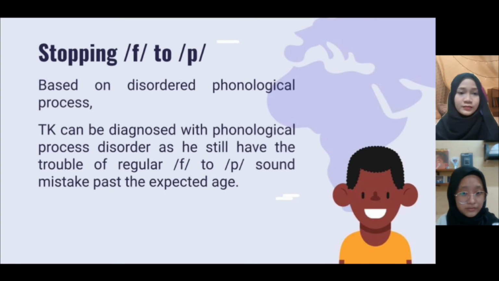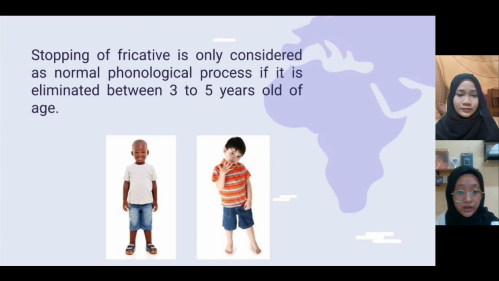However, based on disordered phonological process, TK can be diagnosed with phonological process disorder as he still has trouble with regular f to p sound mistakes past the expected age. This is because stopping of fricative is only considered as a normal phonological process if it is eliminated between 3 to 5 years old of age.